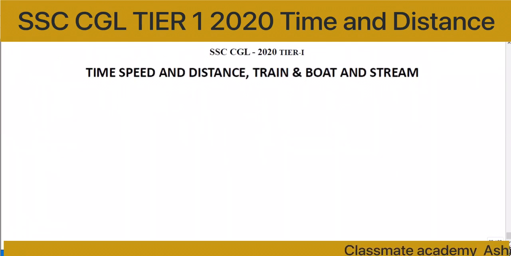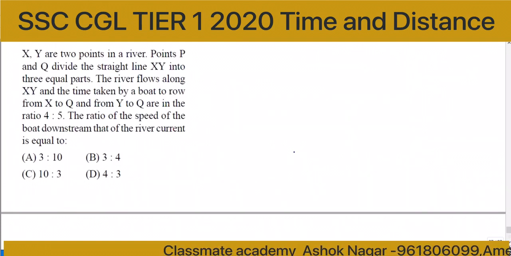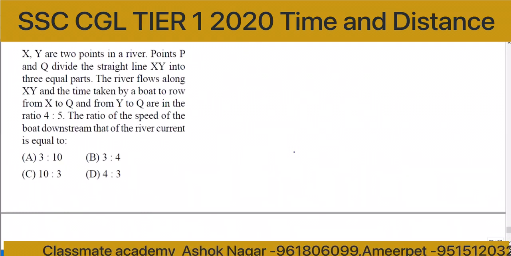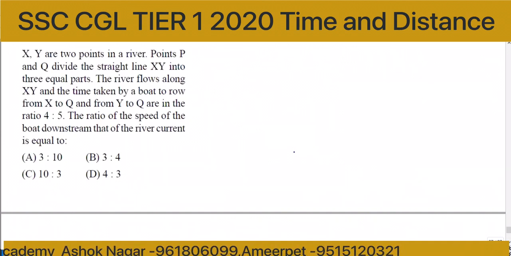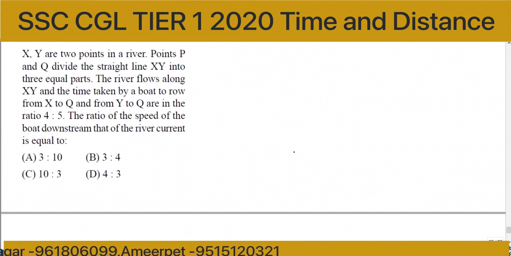Look at the first question, all of you. X and Y are 2 points in a river. Points P and Q divide the straight line XY into 3 equal parts. The river flows along XY. The times taken by the boat to row from X to Q and from Y to Q are in the ratio 4:5. The ratio of the speed of the boat downstream to that of the river current is equal to... So he's asking you what downstream to the river current.